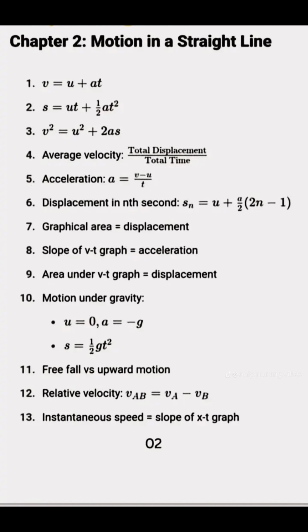Then the next ones are average velocity, acceleration, displacement, and graphical area displacement. Slope of the speed time graph gives us acceleration, and area under the speed time graph or velocity time graph gives us the distance or displacement. Then motion under gravity, when we replace the linear acceleration with acceleration due to gravity, then equations of motion, and then relative velocity, instantaneous speed within an instant, and slope of displacement time graph, all we will discuss in motion in a straight line, unit 2.